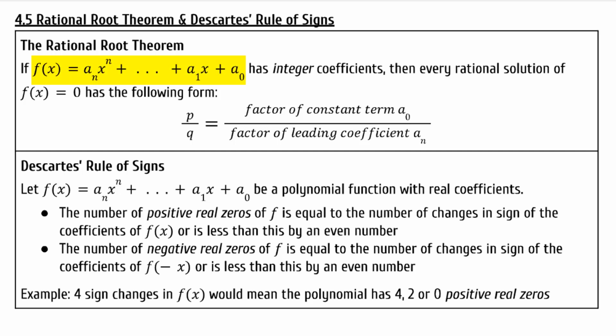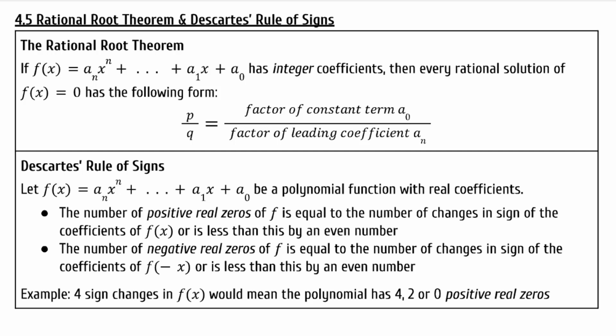If some polynomial has integer coefficients, then every rational solution of f of x equals 0 has the following form: p over q, where p is factors of the constant term a sub 0, and q represents the factors of the leading coefficient a sub n, including their positive and negative values.